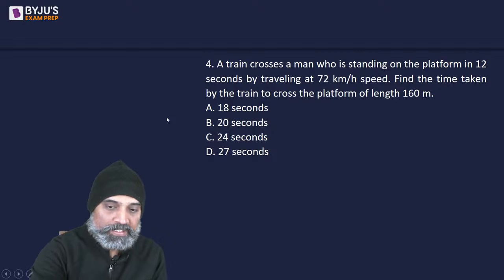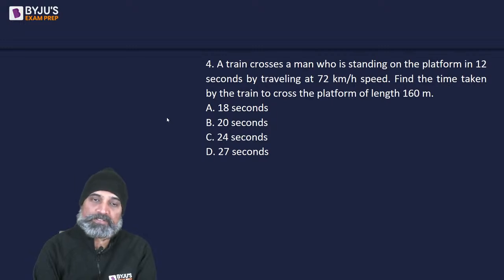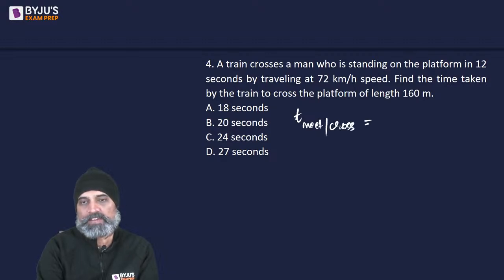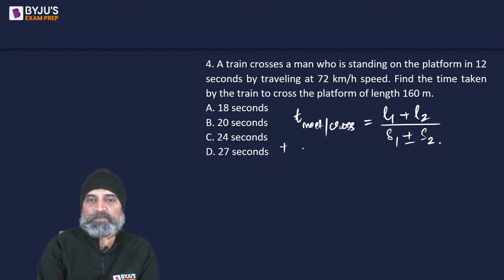Okay. Next one. A train crosses a man who is standing on the platform in 12 seconds by traveling at 72 kilometers per hour speed. Find the time taken by the train to cross the platform of length 160 meters. Well, time taken by two bodies to meet or cross is given as length of first object plus length of second object divided by speed of first object plus or minus speed of second object. So plus happens when they are moving in the opposite direction, and minus happens when they're moving in the same direction.